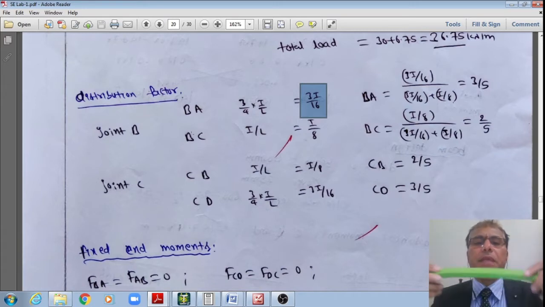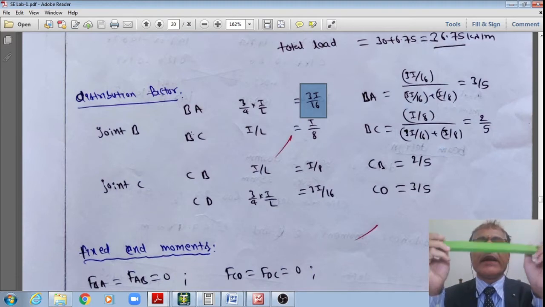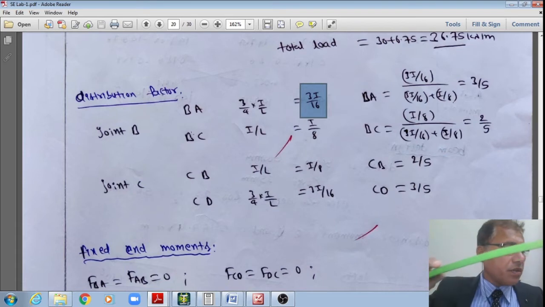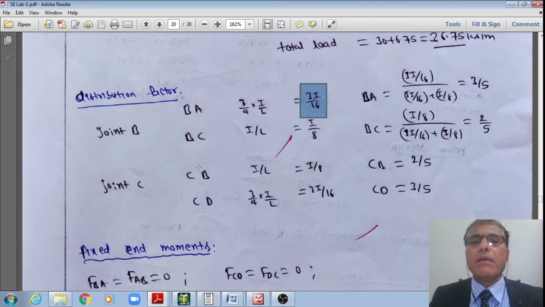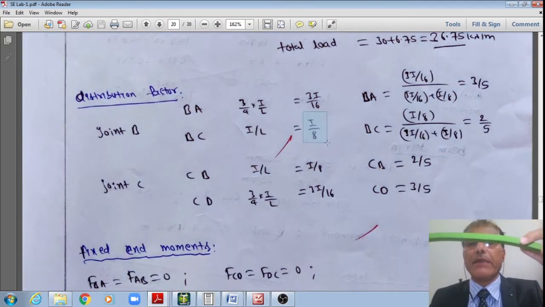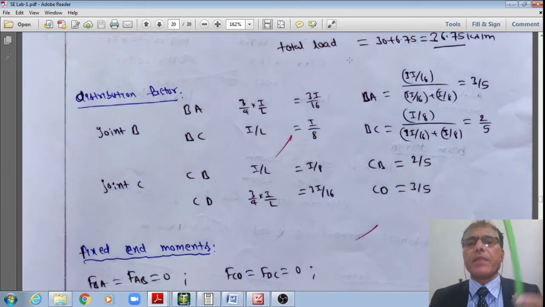Now, similarly, for the beam, I by L. However, please see that this beam is fixed at both the ends because of the continuity in the form of the columns. Therefore, it is presumed to be fixed at both the ends. Then I'll take I by L, whereas the length of the beam is equal to 8 meters. Therefore, I by 8.